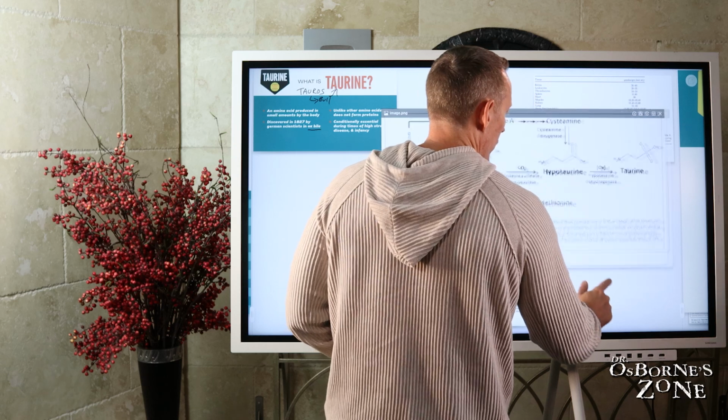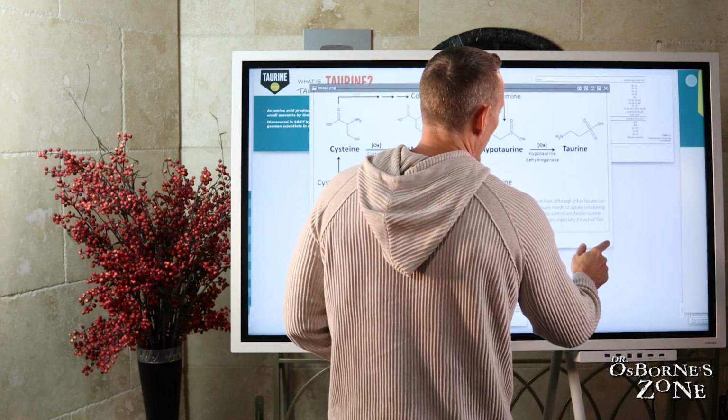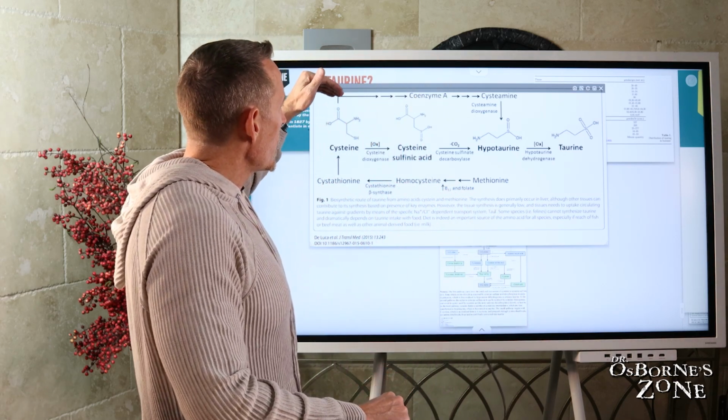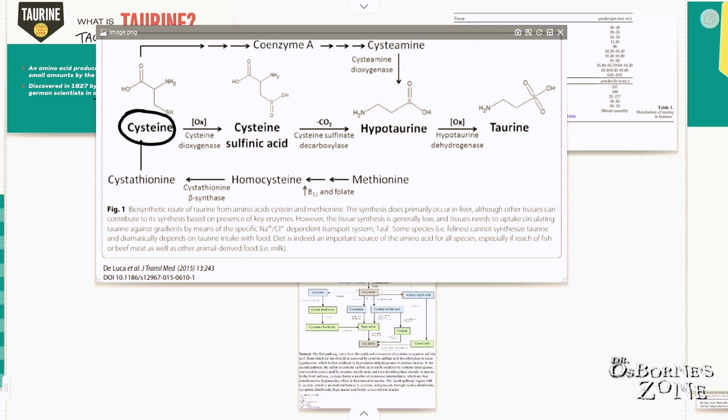Okay, let's blow up on the screen here and let's talk about how taurine is produced in the body. So if you look at this diagram here, we've got several different pathways that I want to point out, but one, we can make taurine from the amino acid cysteine. And so what happens is cysteine goes through some different conversions biochemically to form hypotaurine and then subsequently to form taurine here. Now we can also make taurine from the amino acid methionine.